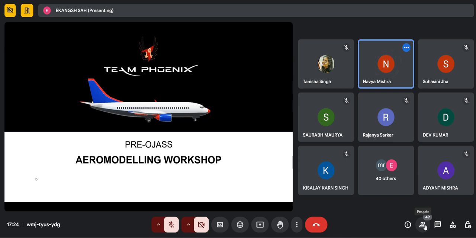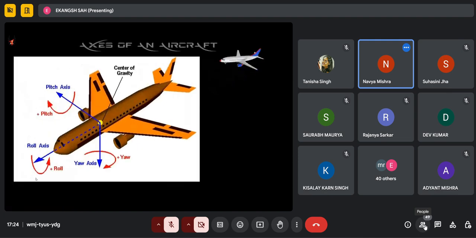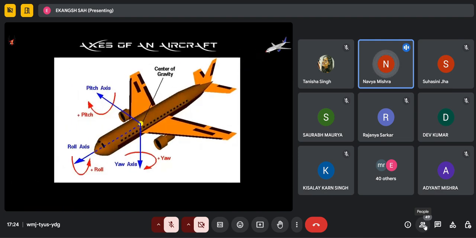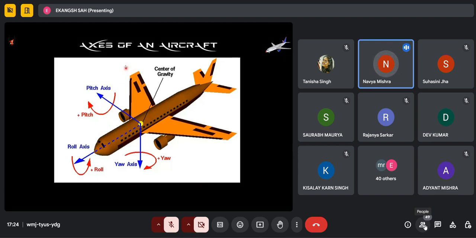Next slide. So here in this image, you will see an airplane and here we have a total of three axes. The first one is the longitudinal, the second one is the lateral, and the third one is the vertical. The longitudinal axis extends from the nose of an airplane to its tail, and it is basically responsible for the rolling motion of an aircraft.